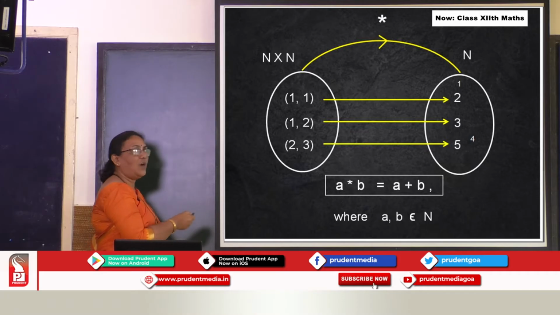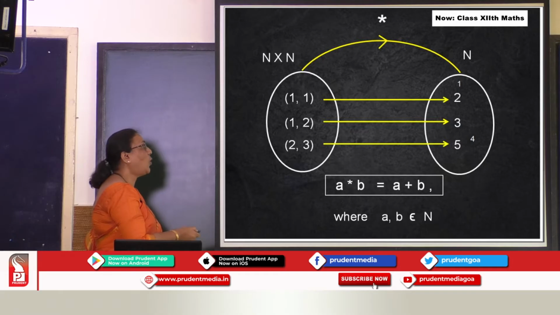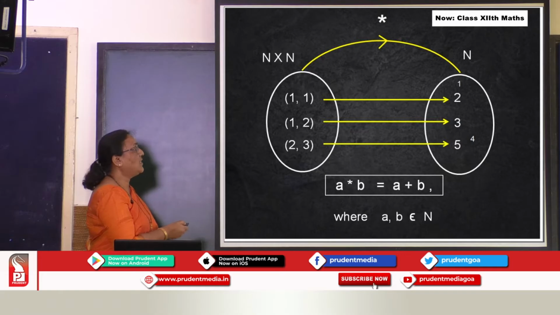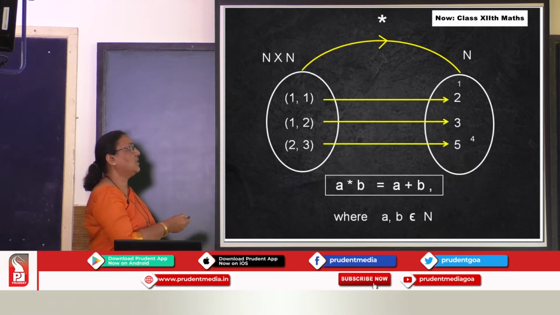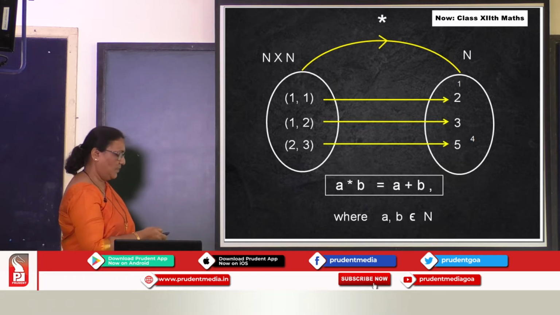This is the domain of the function star, and this is the codomain of the function, and wherever it is connected, that is the range. So this 2, 3 and 5 and the other elements wherever it is connected, that is there in the set of range. So this is a function. Star binary operation is a function.